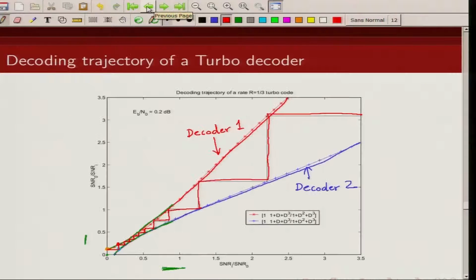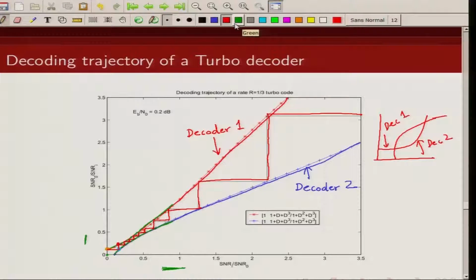Now, what would have happened if these curves had crossed? Let us look at a scenario. Let us say I had some curves like this, where this is my decoder 1 and this is my decoder 2. Then I would have initially started with 0, got this, then I got this.